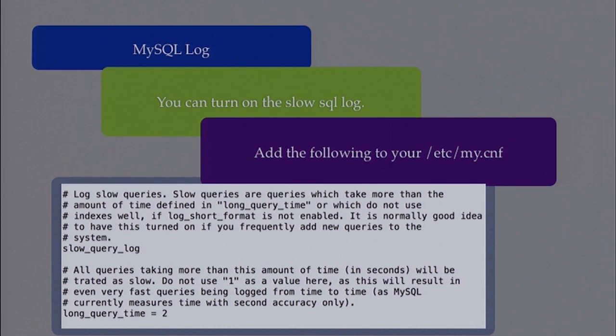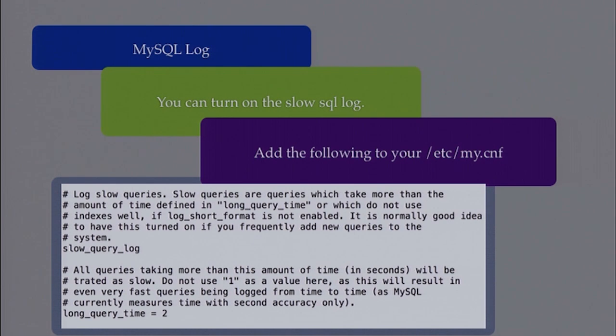So you can turn on the slow SQL log in MySQL. To turn it on in your configuration file, you have to add slow_query_log. And you also have to set the property long_query_time. The one thing here is that long_query_time is in seconds. Generally 1 second is a long time for a query, but unfortunately you don't get any millisecond variability there. You have to set it to 1 second or 2 seconds.